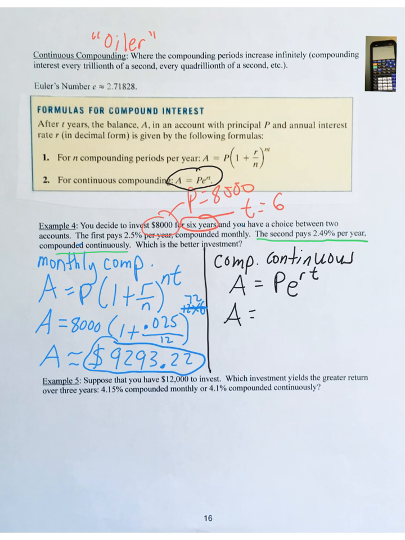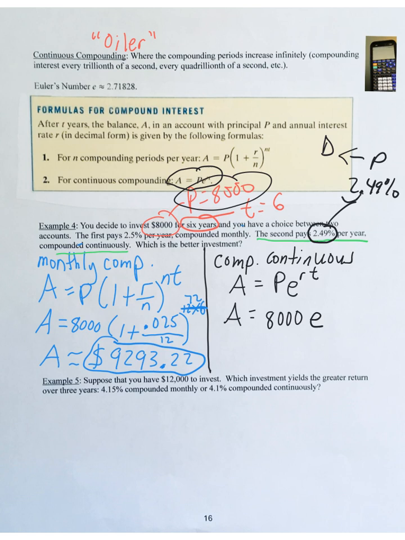So plugging in to find A, P we already said for both accounts is 8,000. Plug it in. Bring down the number E, and E is raised to the R. So here was your interest rate for compounded continuously. However, it needs to be converted to a pure decimal before it goes into the formula. So as usual, let's slide that decimal point 2 hops to the left. Here's hop 1, hop 2, and we get 0.0249.